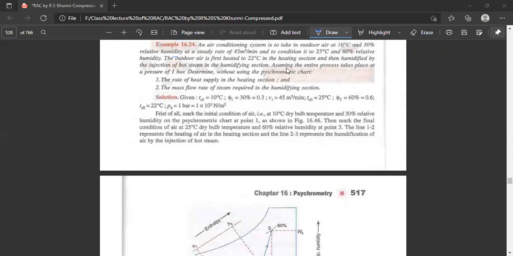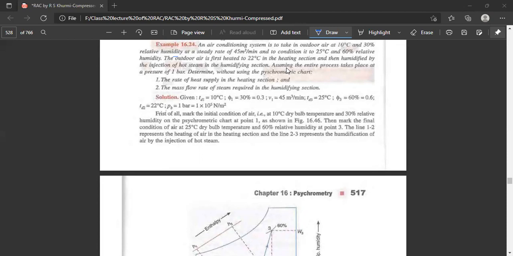Now, the rate of incoming air is 45 cubic meter per minute. This is the condition we are taking in, and you are conditioning it up to 25 degrees centigrade, the dry bulb temperature of the outgoing air, and 60% relative humidity. We have increased it from 30 to 60%.